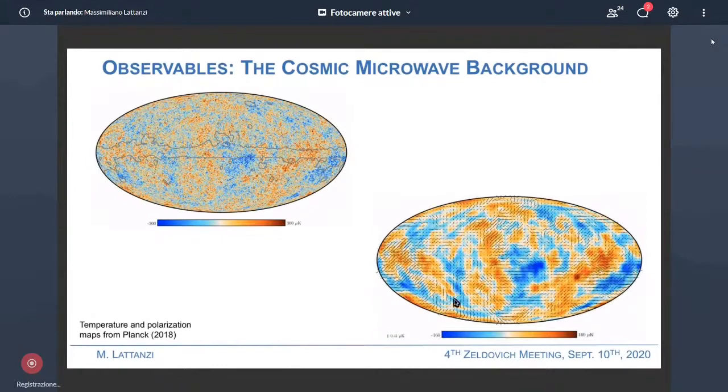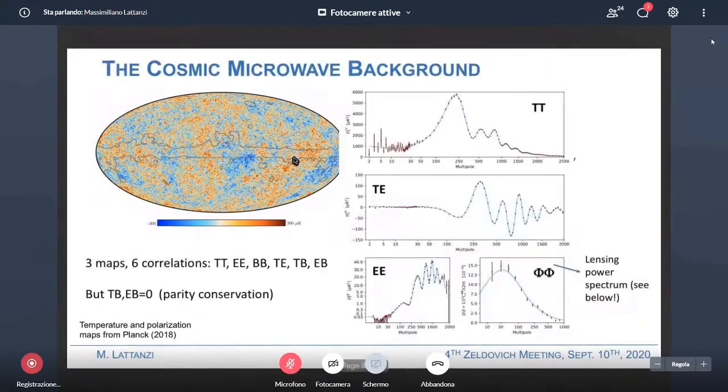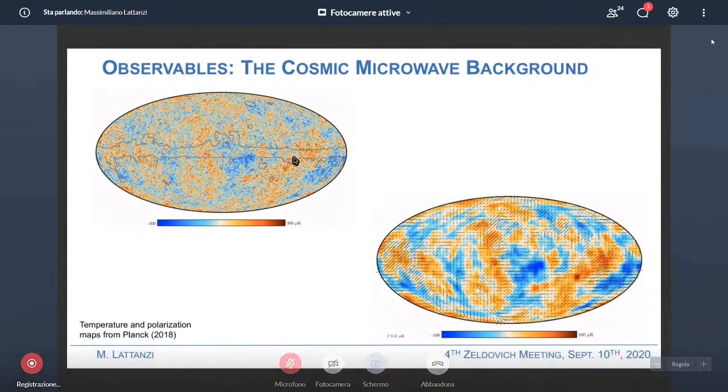I'm going fast on this because I'm assuming that most of you are familiar with it. So this is the map of the cosmic microwave background temperature on the left and polarization on the right fluctuations as measured by Planck. So this is a map again of anisotropies. Usually the information in these maps is compressed in power spectra.